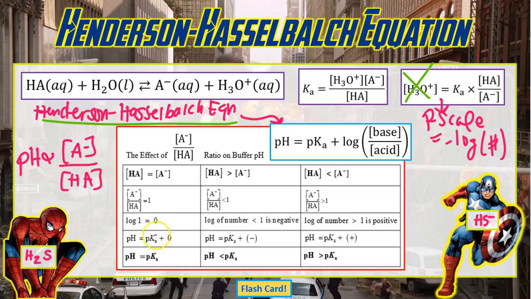And if I take the log of 1, that equals 0. So my pH is then going to equal my pKa value. So let's go ahead and look at some examples using the Henderson-Hasselbalch equation. And remember, we only use this equation for buffer-based calculations only.